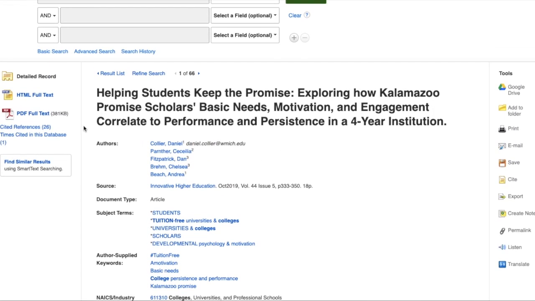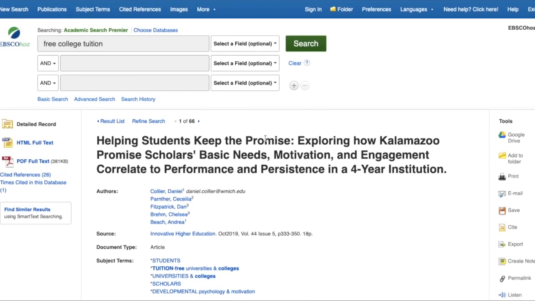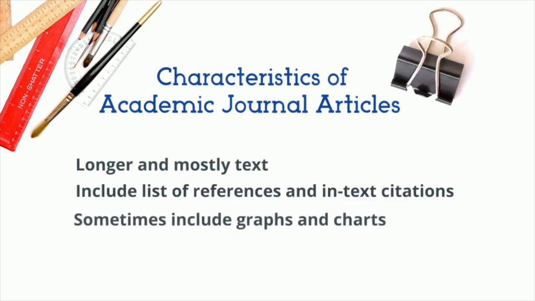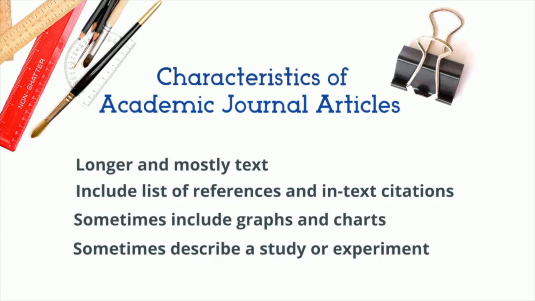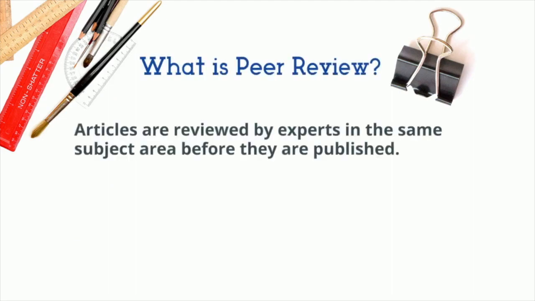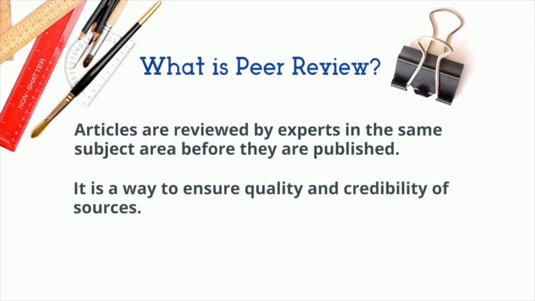Before I actually open the article, let's talk a little bit about characteristics of peer-reviewed articles. These are some characteristics of academic journal articles. They're longer and mostly text, and they include a list of references and in-text citations. Sometimes they include graphs and charts, and sometimes they describe a study or an experiment. You may also hear the term peer review. Peer-reviewed articles are reviewed by experts in the same subject area before they're published. It's a way to ensure quality and credibility of sources, and you can limit results to peer review in many of our databases, as we did with the previous search.